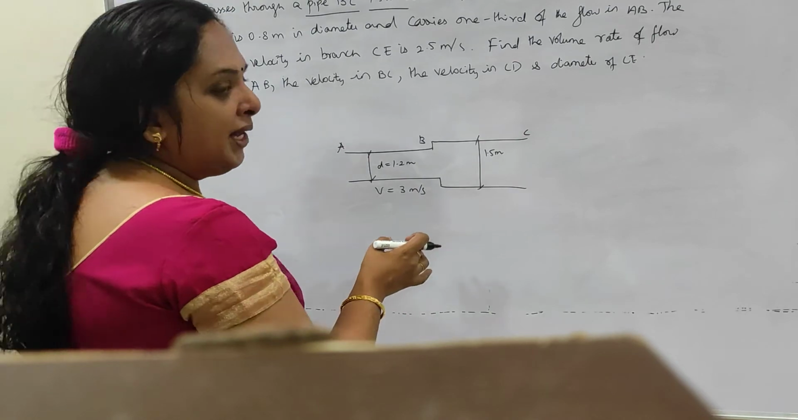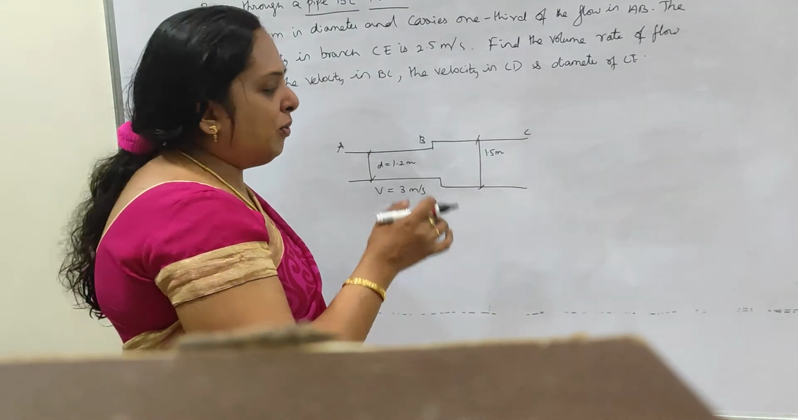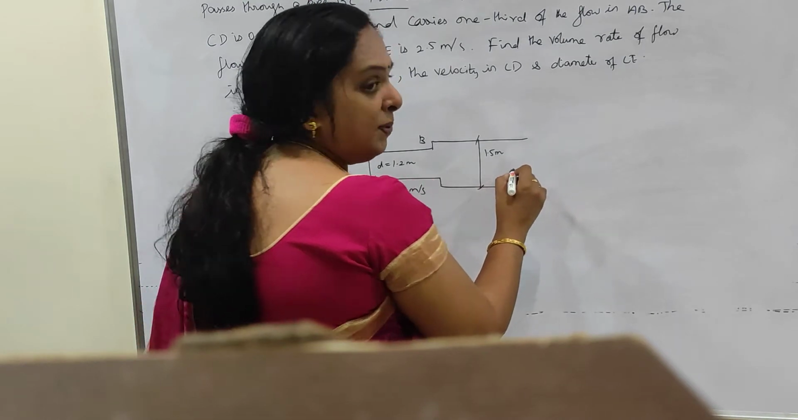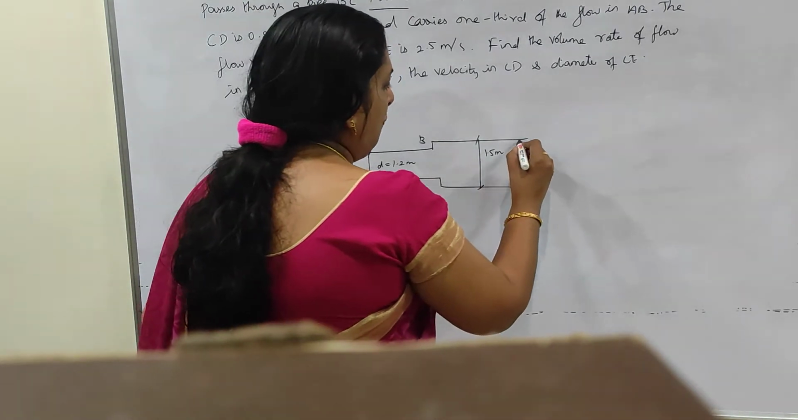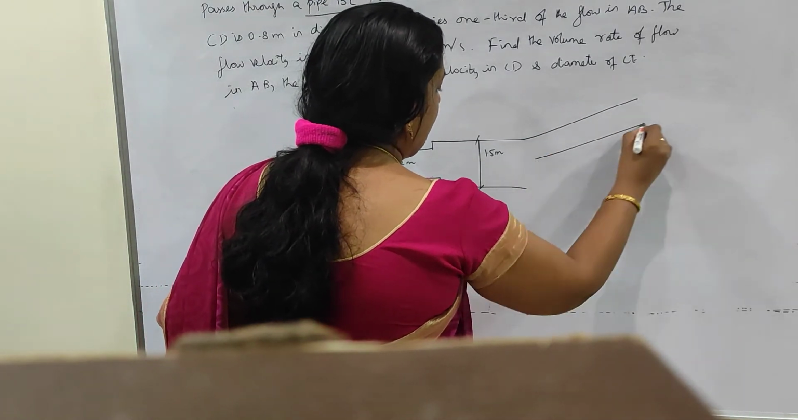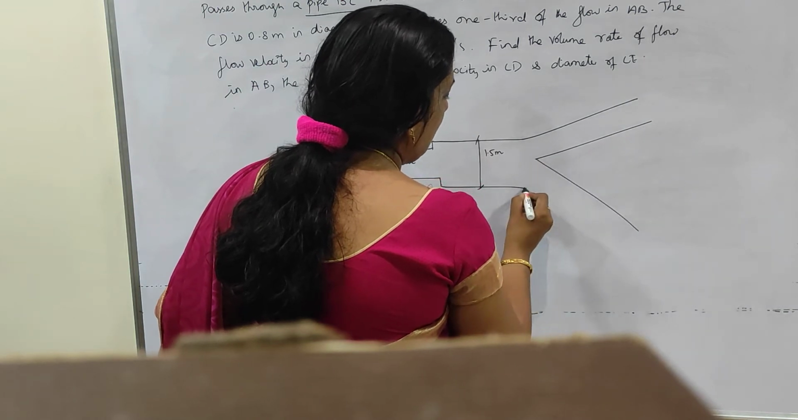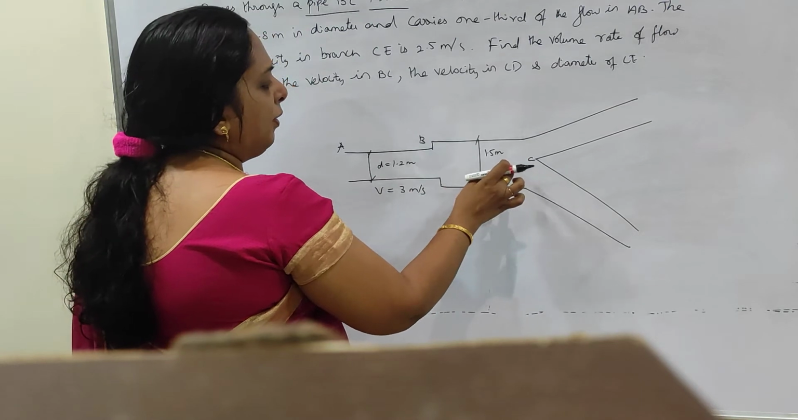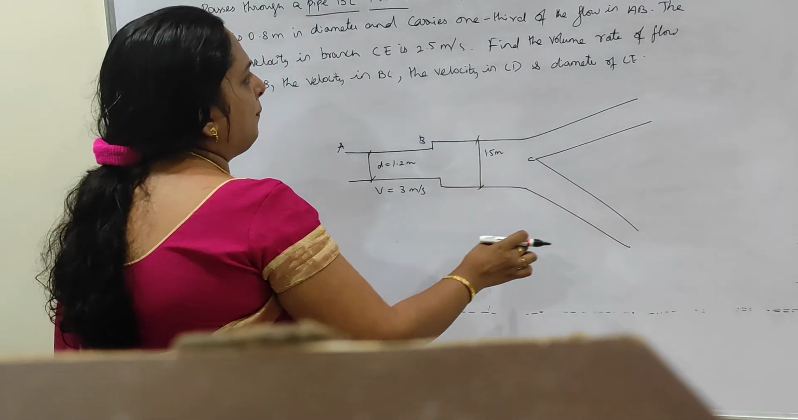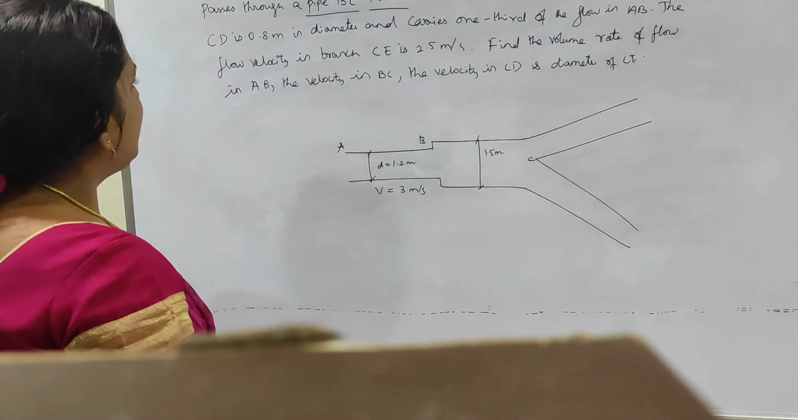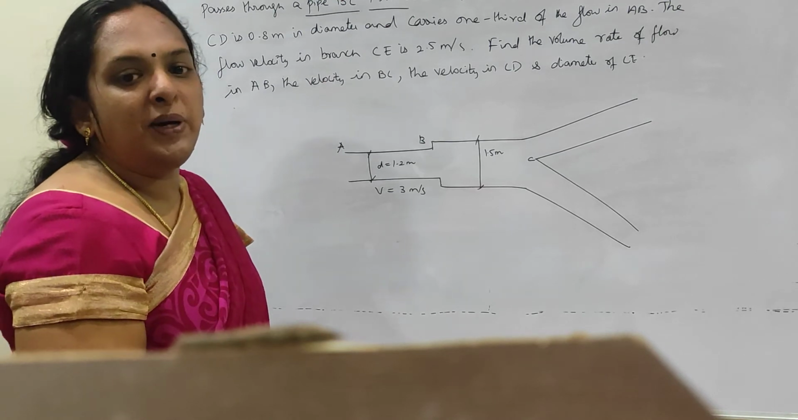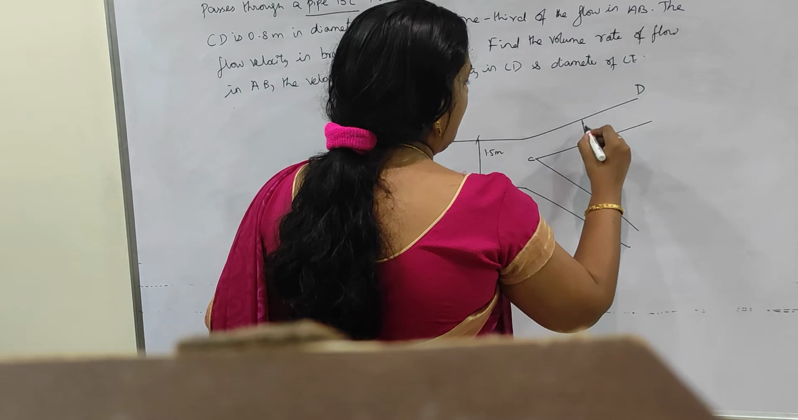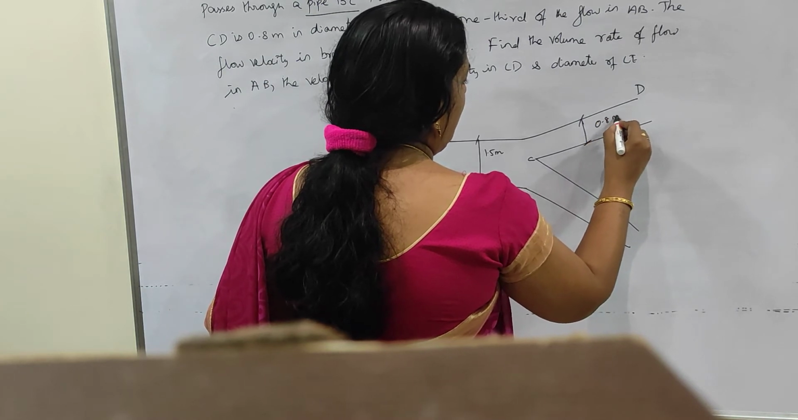At C, the pipe gets branched. So what happens here? At C, the pipe gets branched. So the pipe is going to branch now. So it will be going like this. So this is my point C. So this is BC. At C, the pipe is getting branched. Branch CD is 0.8 meter in diameter. So CD is 0.8 meter in diameter.